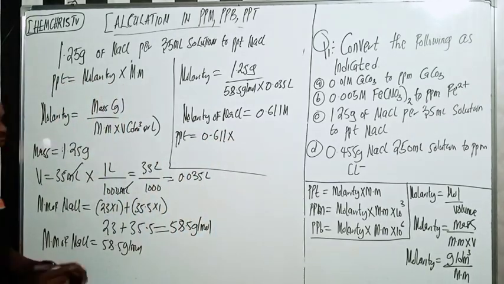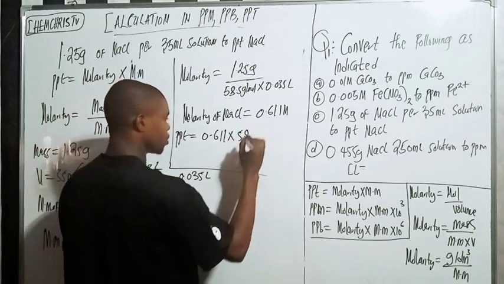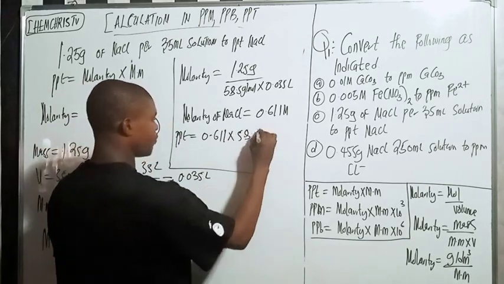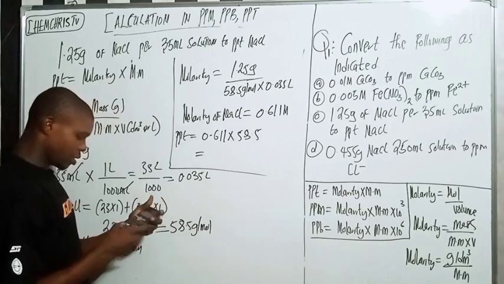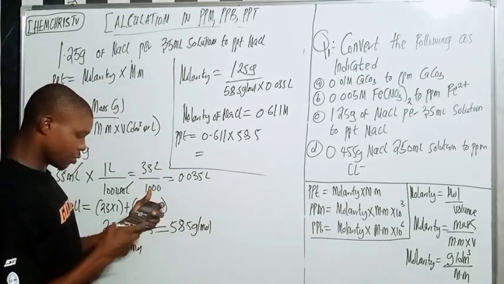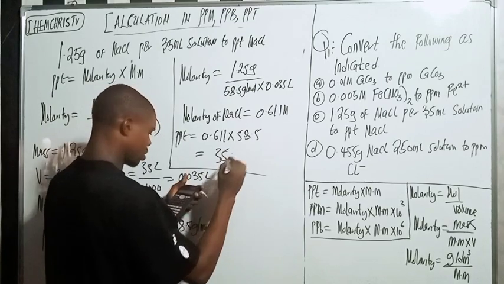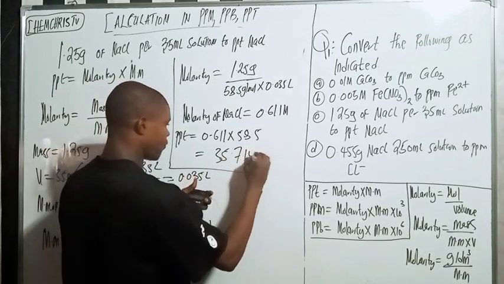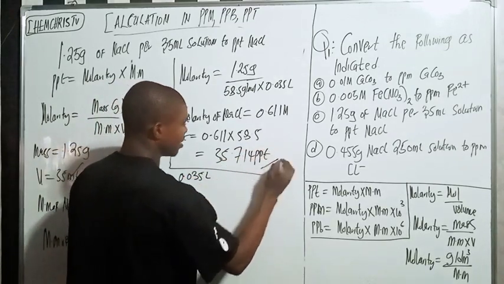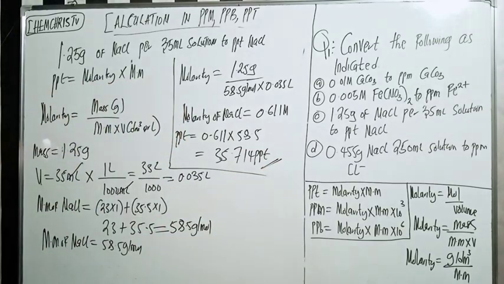Molar mass is 58.5, right? So it would be times 58.5. You have 35.714 ppt. That is the answer.